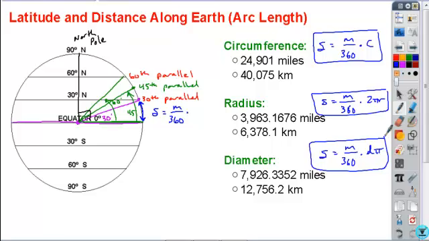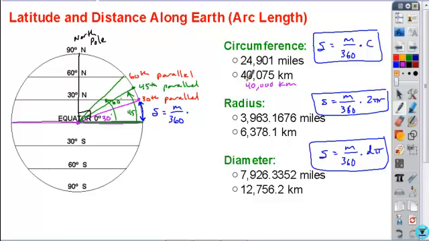One of the more common ones is going to be 40,000 kilometers. It's a nice approximation with easy to work with numbers. I'll always give you this information. You don't have to write it down or anything.